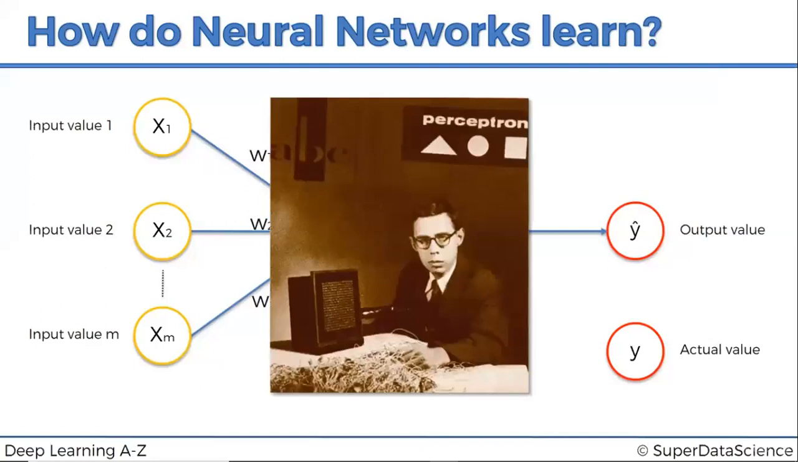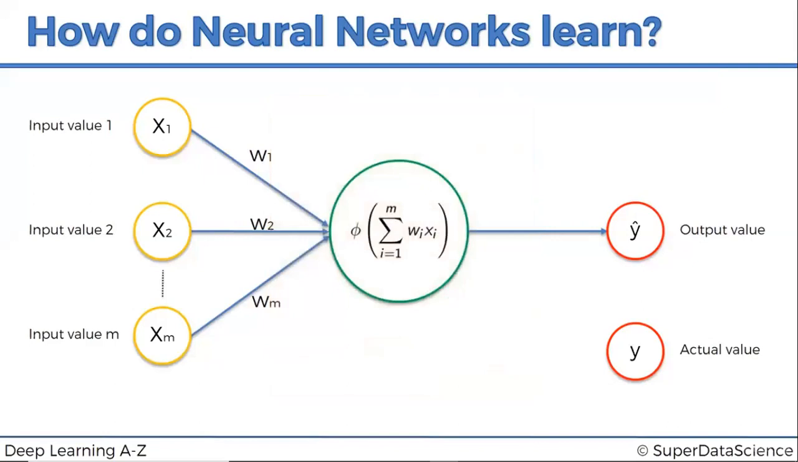And the perceptron was first invented in 1957 by Frank Rosenblatt. His whole idea was to create something that can actually learn and adjust itself. And this is what we're going to be looking at now. So we've got our perceptron. Let's see how a perceptron learns.